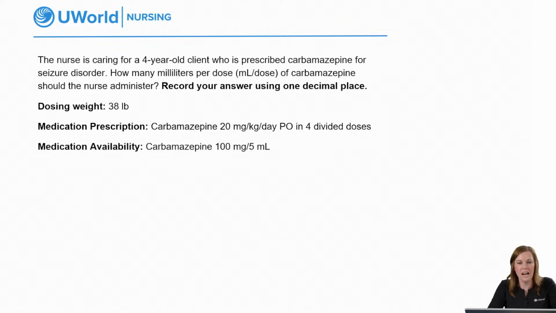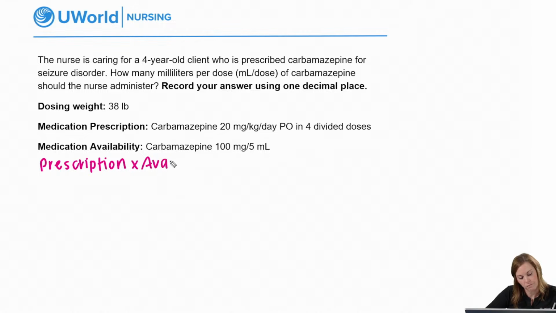Okay. So starting how we did before, we're going to take the same approach. What we need to do is take our prescription times our available is going to equal our required, and we're going to do dimensional analysis again. So let's start. I'm going to write this down. We have our prescription times available is going to equal our required.